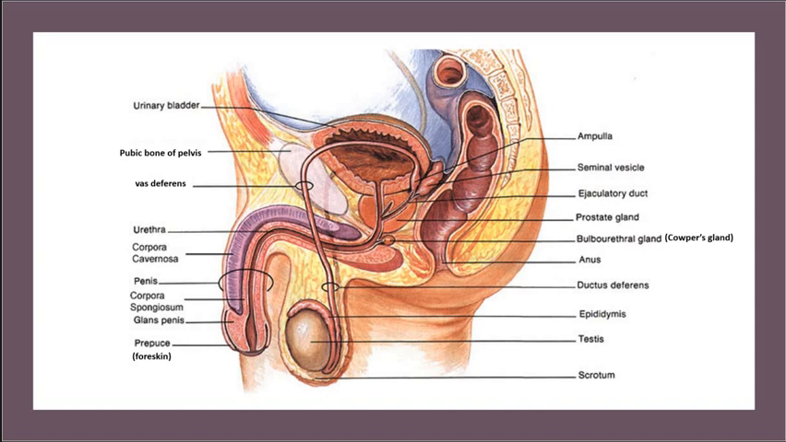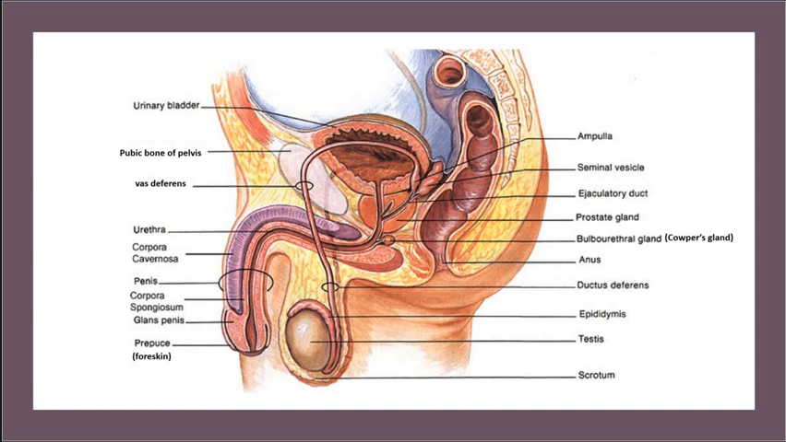What you are seeing is a view of the male reproductive system from the side. What you will notice is that there are a number of different structures like the pubic bone, the bladder, and things like that that are not part of the reproductive system. However, they are put into the picture so that you can identify where the different structures are. You need to know the structures.